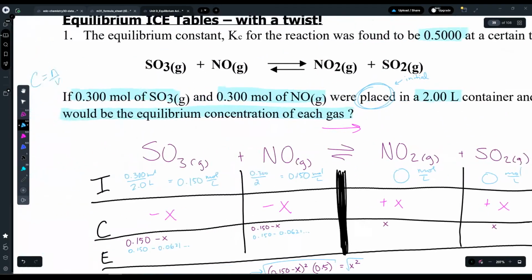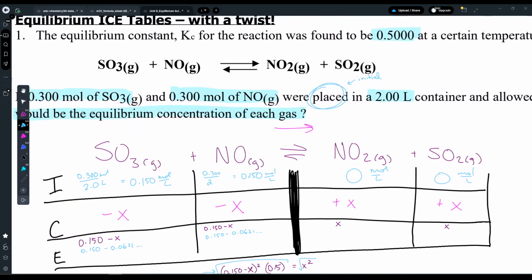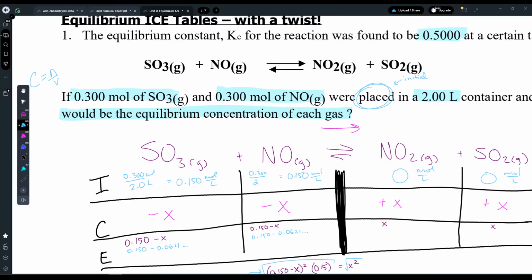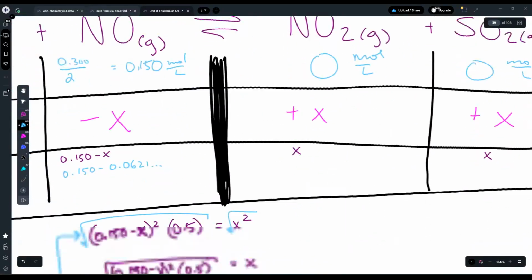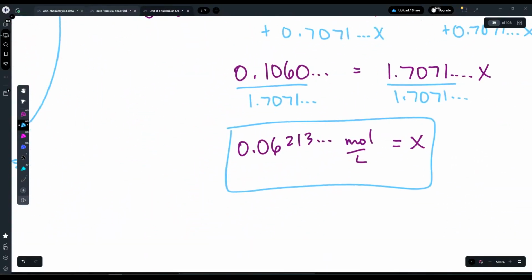Okay, so looking at our sig digs, it looks like the least amount is 3. So if I look at this number, rounding it off for the correct amount of sig digs, 1, 2, 3, this is where my cutoff line would be. So for just NO2 and SO2, the concentration is going to be 0.0621.